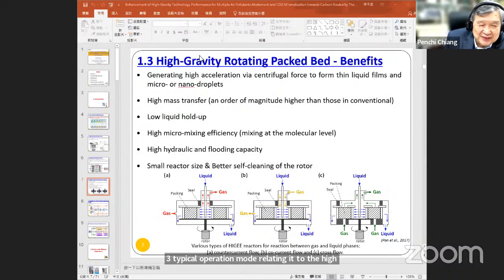High G is sometimes called a high gravity rotating packed bed. They have a lot of benefits, including a relatively high mass transfer and low liquid holdup. They have a very high micro-mixing efficiency in the reactors. Consequently, they have higher hydraulic and flooding capacity, better performance, and a relatively small reactor size. So this is the benefit shown in the high G's performance.